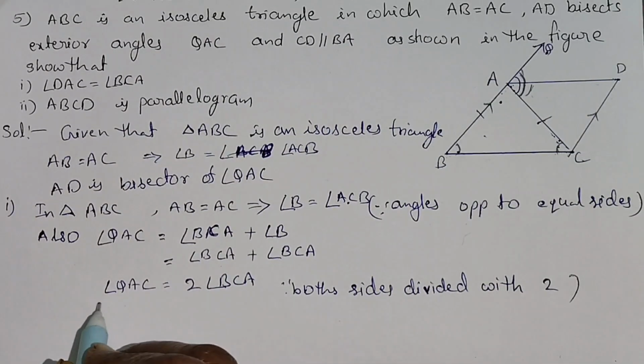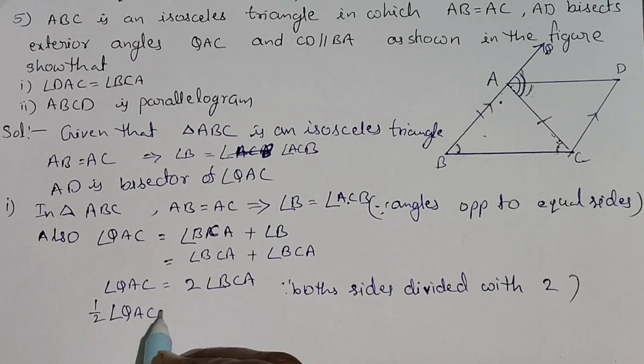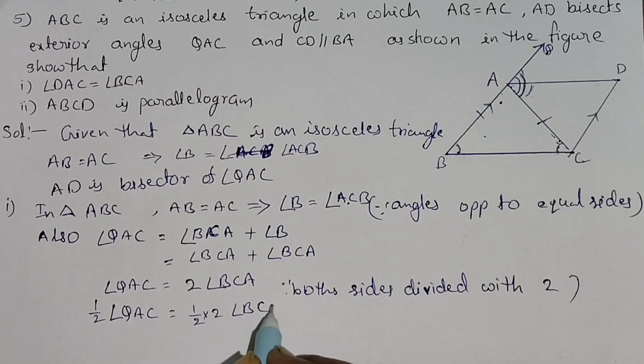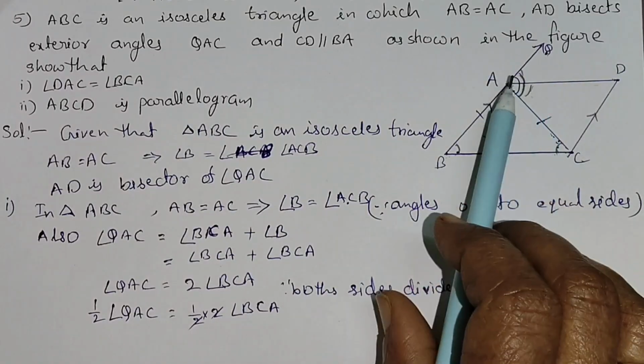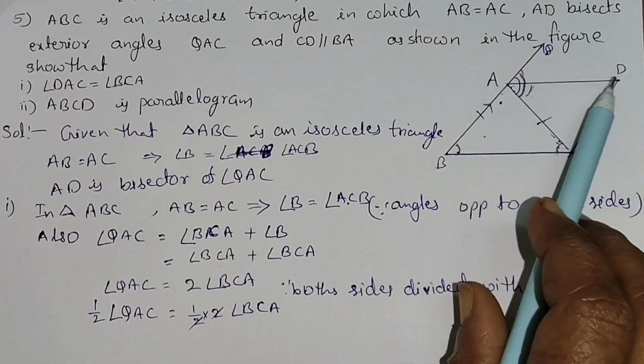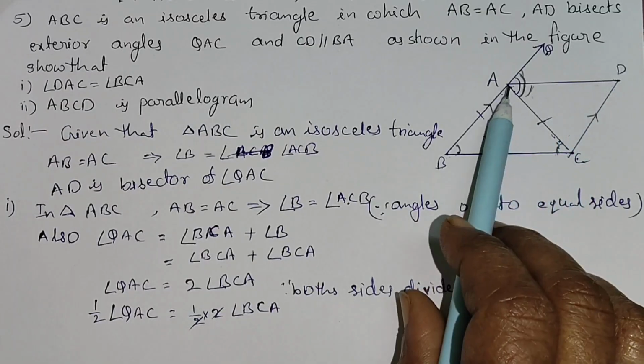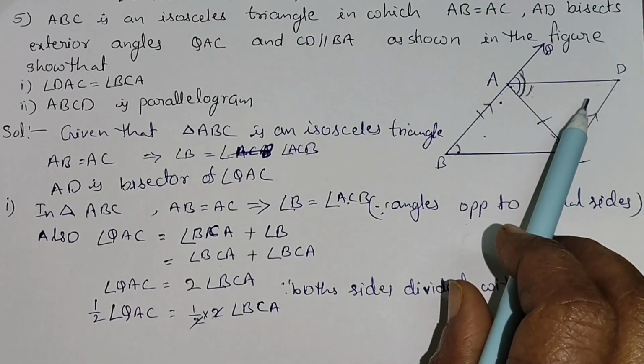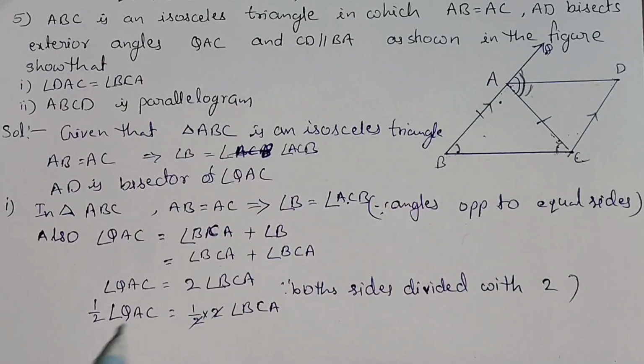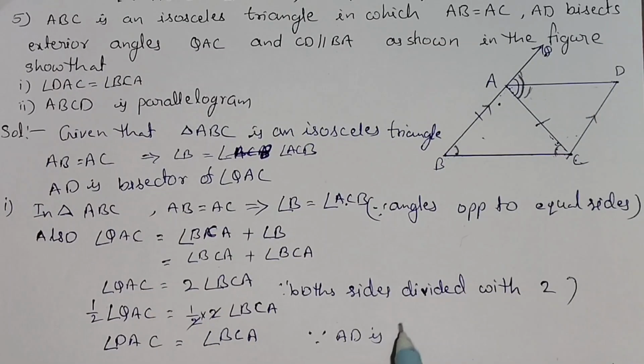Divided by 2. So here 1 by 2 angle QAC is equal to 1 by 2 angle BCA. So these two get cancelled. Here 1 by 2 QAC means AD is a bisector. So here DAC, we write angle QAC equal to angle DAC, that equals angle BCA, because AD is a bisector of QAC. So this is the first proof.